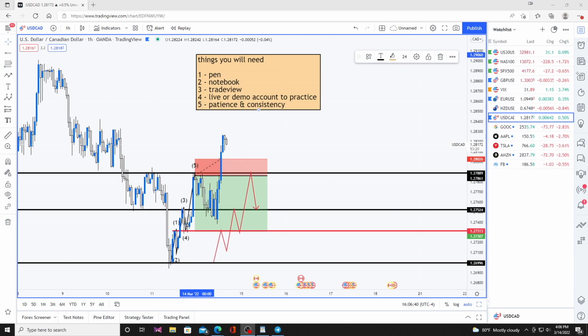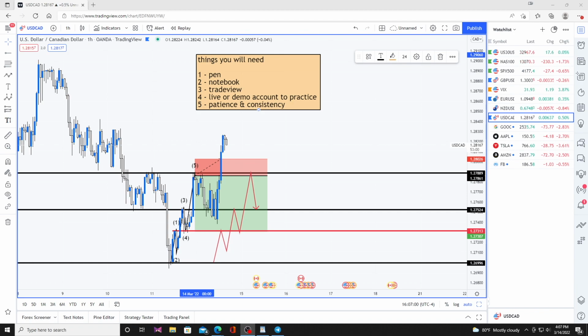So let's get started. Things you will need. Number 1 is a pen. Number 2 is a notebook. Number 3 is TradingView, so you could practice different setups on different time frames. Number 4 will be a live or demo account to practice as well in terms of entering the market and seeing how long you could hold a trade for.